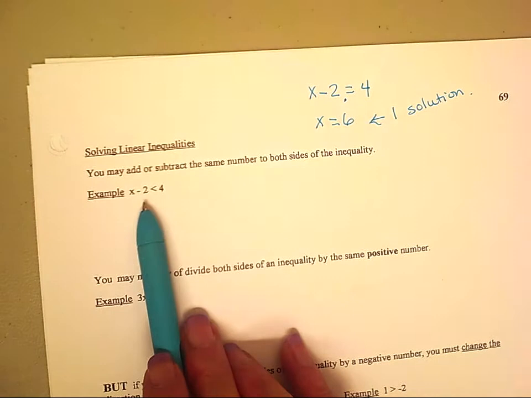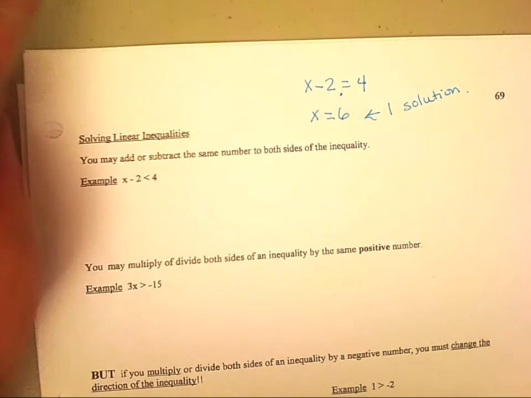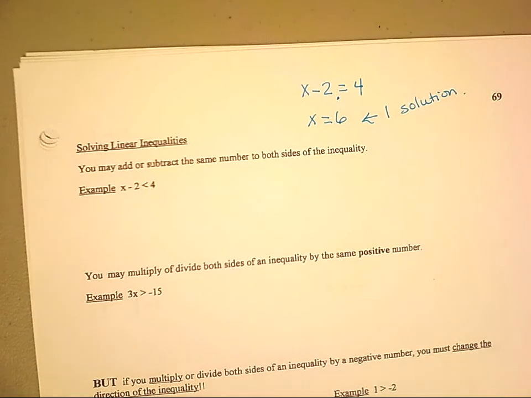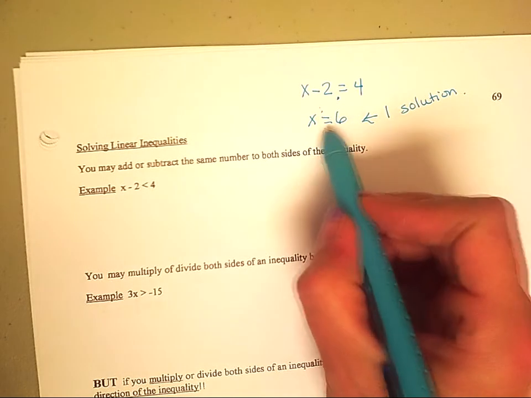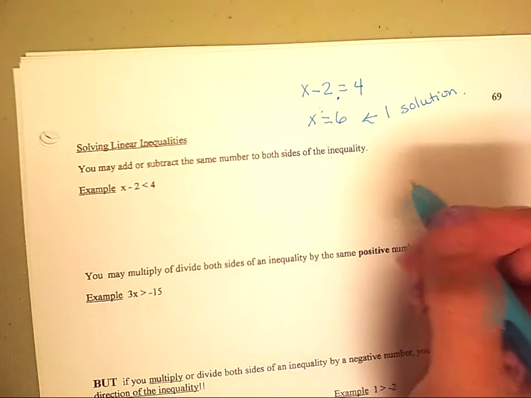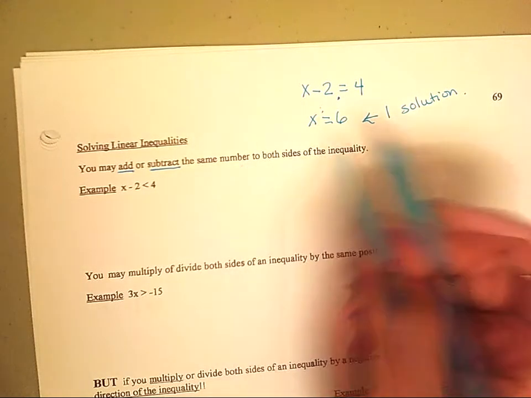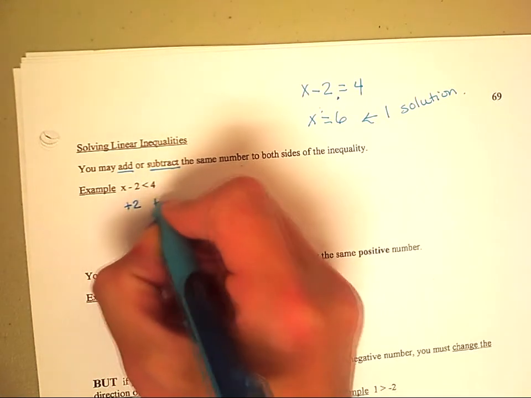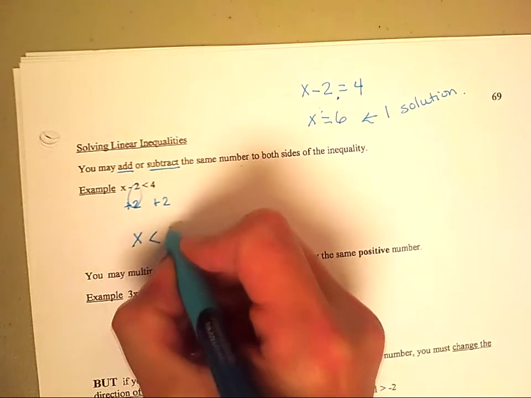If you're solving linear inequalities, now these are just linear because there's no exponent on x, we're going to get an entire set of answers, okay? So we can do the same thing that we did up here. I was able to add right across the equal sign, and I can do that. I can add or subtract the same number on both sides of an inequality. Okay? So if we add 2, it now reads, okay, this goes to 0, x is less than 6.